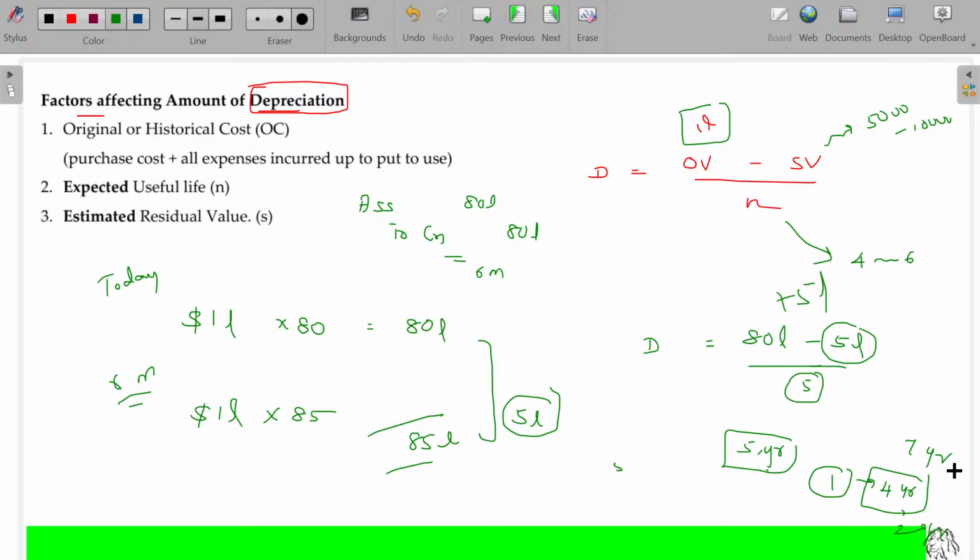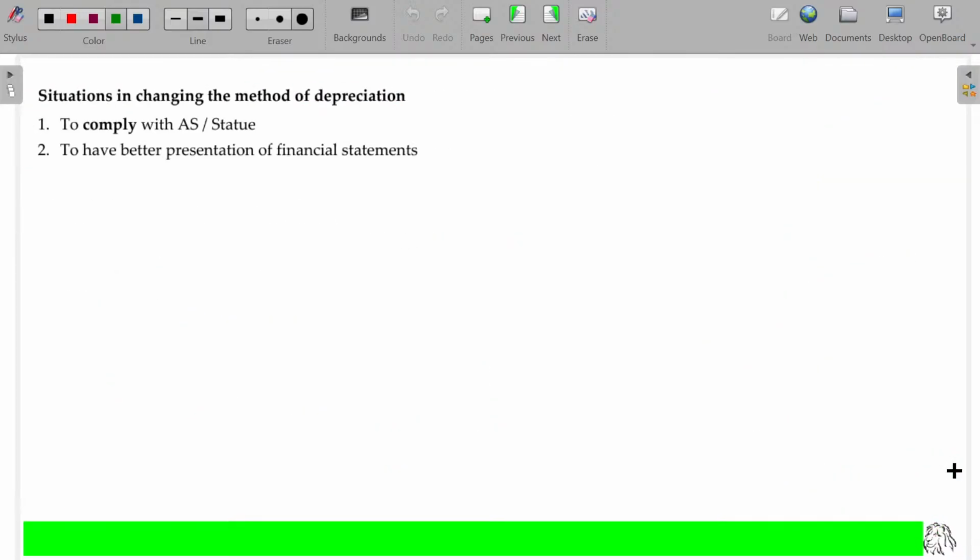I'm not sure whether the machine will work for 7 years, but 2 years or 3 years later, that becomes useless. You understand? So these are the things you have to keep in your mind, that life as well as scrap values are estimated only. Those two will be constantly estimated every year later. Now let's see.